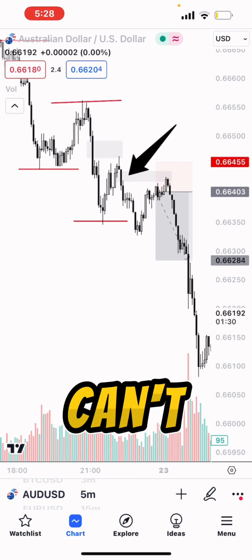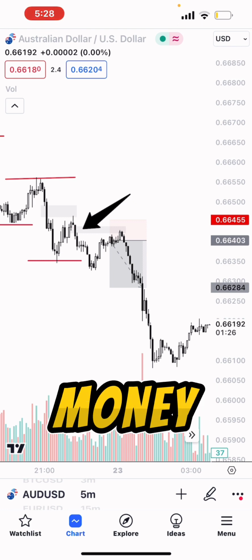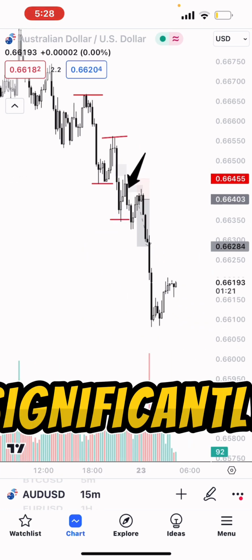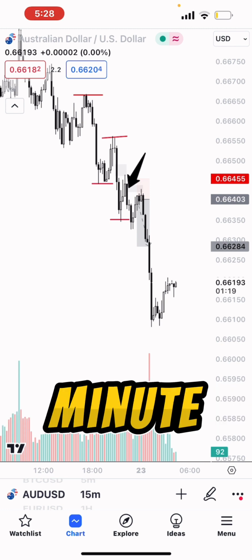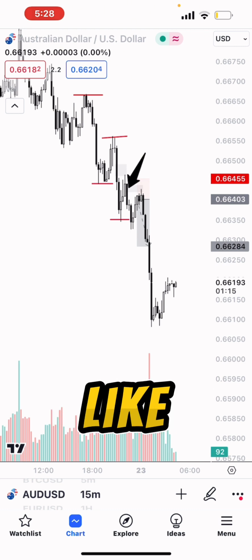Because if retailers can't make the market move up like this, move down like this, they don't have enough money, and it wouldn't be enough volume, especially enough volume to significantly show itself on the 15-minute, like you can see here below, and on the higher time frames, like on the 1 hour.